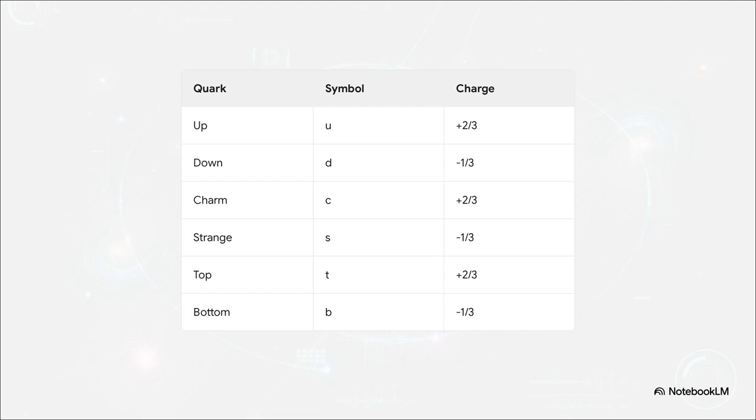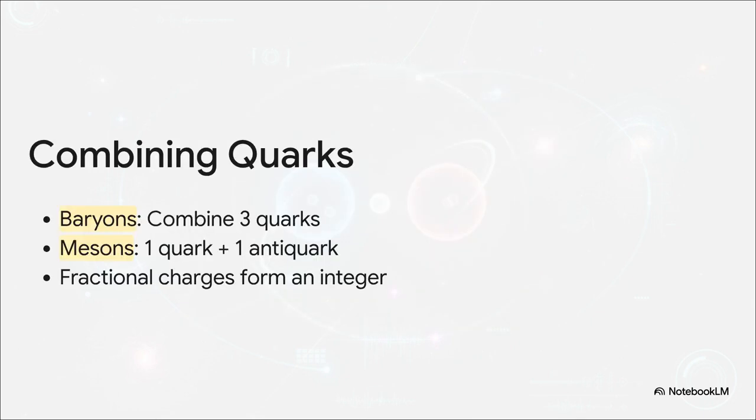But I want you to look closely at the data here, specifically those electric charges. Unlike the neat -1 charge of an electron, quarks possess these completely bizarre fractional electric charges of +2/3 and -1/3. So here is the crucial point.